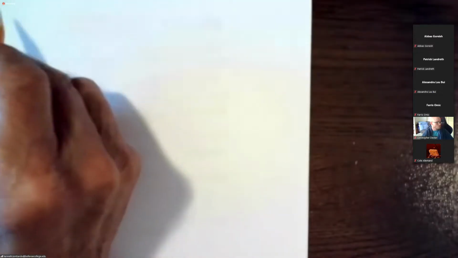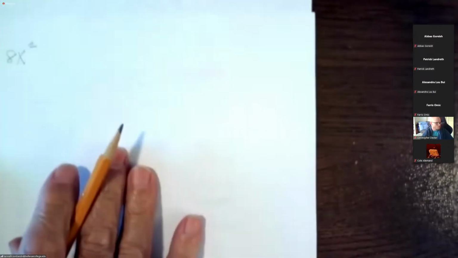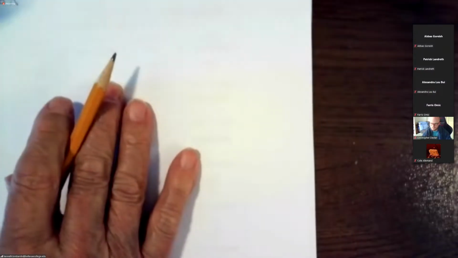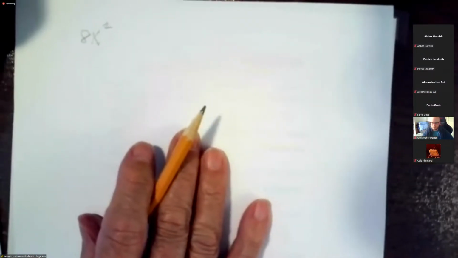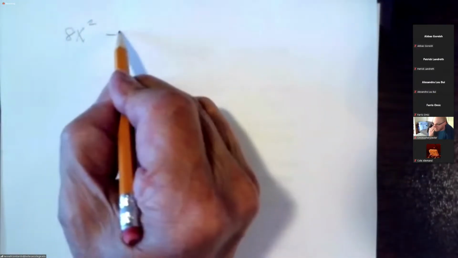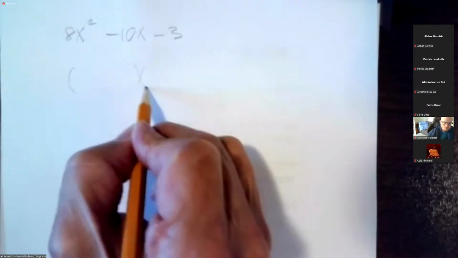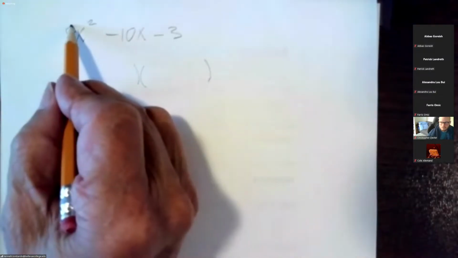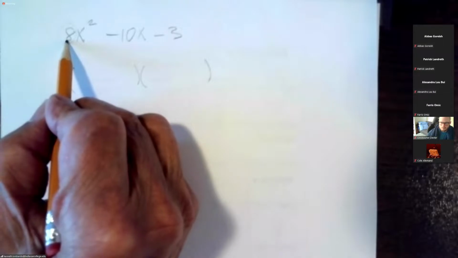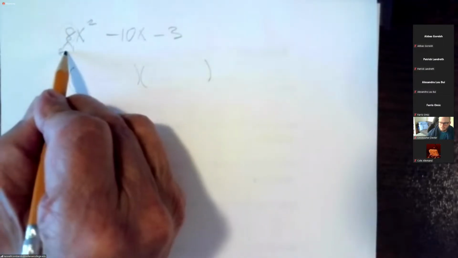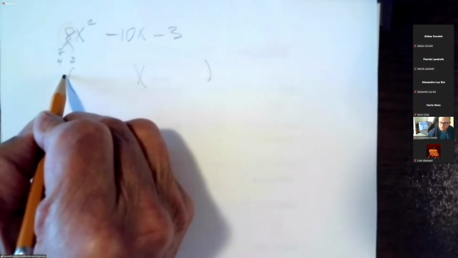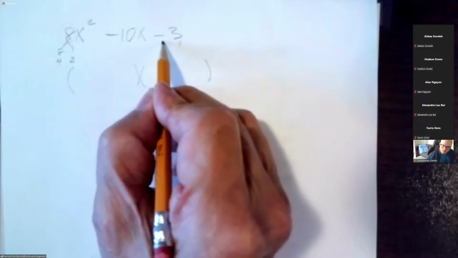Let's try 8x squared, and let's say negative 10x, negative 3. Let me adjust this camera here. There we go. So this is a trinomial, and I'm looking to factor. The leading coefficient's not 1 here. So what are the possibilities? We could have a 1 and an 8 or a 2 and a 4. That would work, wouldn't it? And over here, a 1 and a 3 would work.